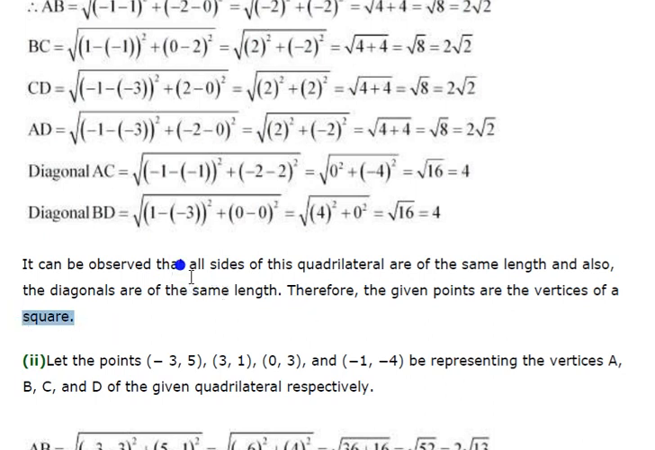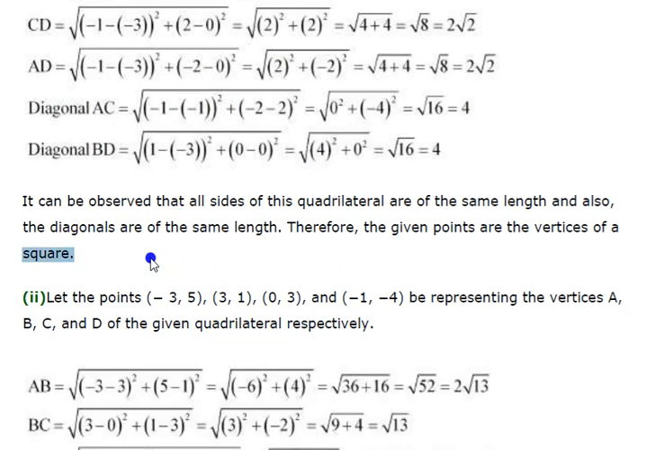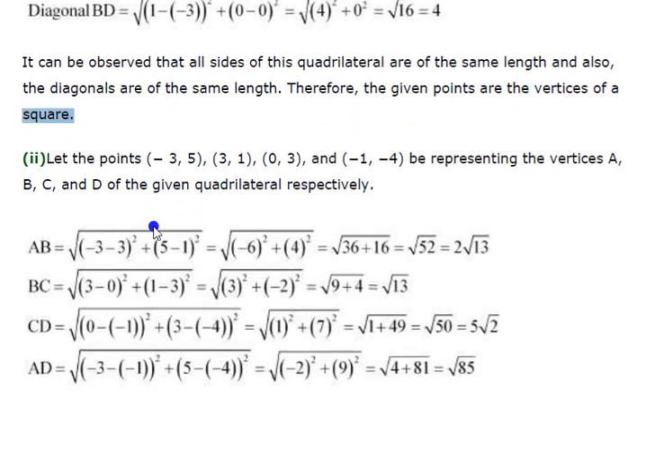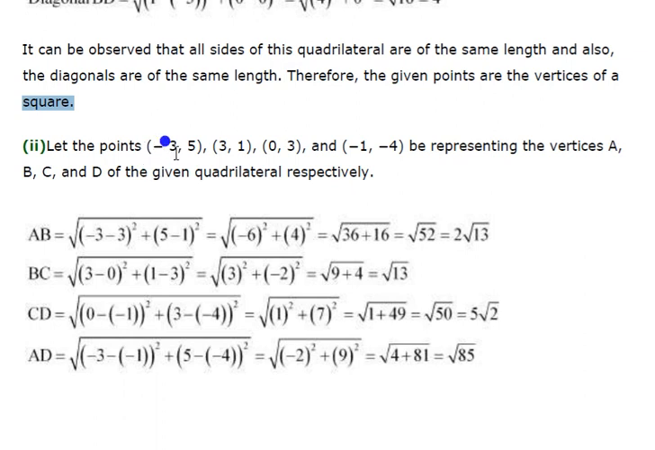Okay. I hope you have understood the problem. Now come to the second part of the same question. The points given here in this second part are: -3 5 is point A, 3 1 is point B, 0 3 is point C, then -1 -4 is point D. So let us find the distance between AB, then BC, then CD and then DA, and then the diagonal.